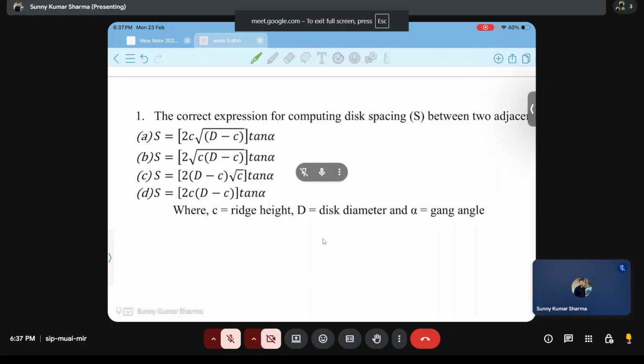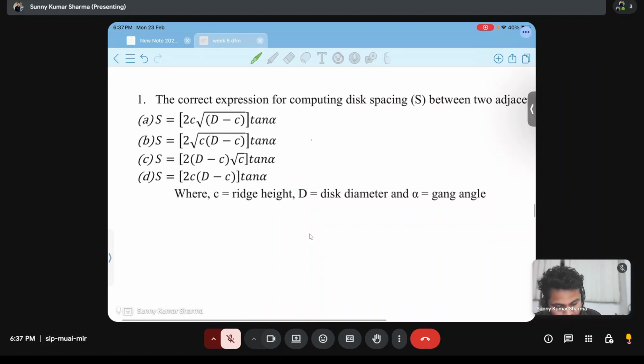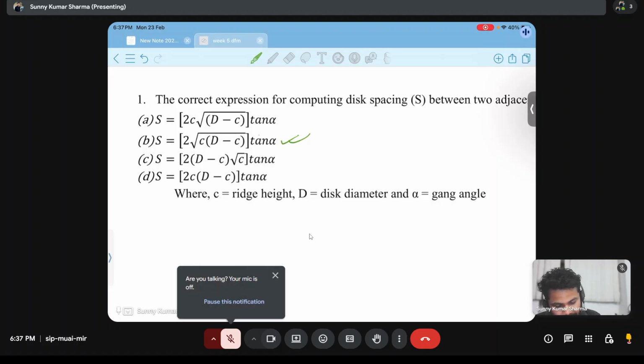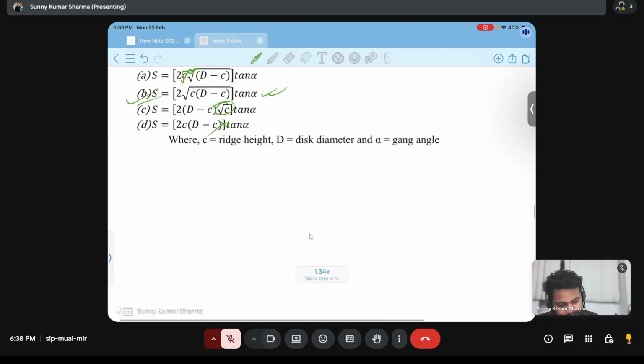Option B, sir, I guess. Yes, just now we have discussed that 2 into root under C into D minus C will be the correct answer, because it is outside the root. Here only C is under the root, here no root is there. So option B is correct.